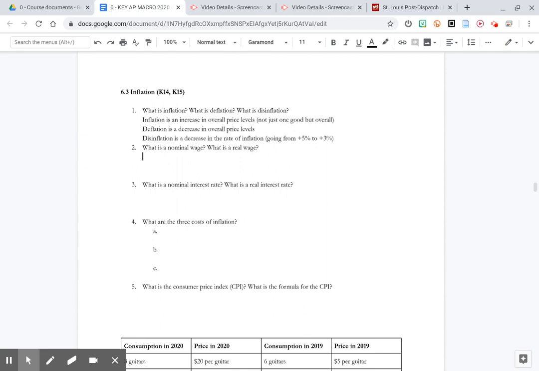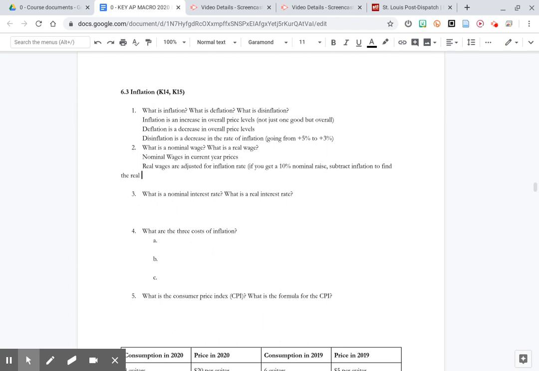Nominal wages, just like nominal GDP, are wages in current year prices. Real wages are adjusted for the inflation rate. So if you get a 10% nominal raise, subtract inflation to find the real wage change.